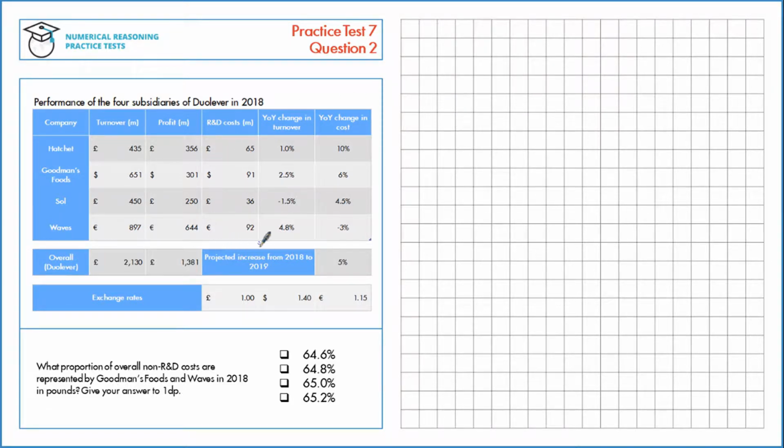So here are the R&D costs. We want to calculate normal costs, which we'll find by taking turnover and subtracting profit, and then we can take away the R&D costs from there. So for example, for Hatchet, I'll represent that with an H.